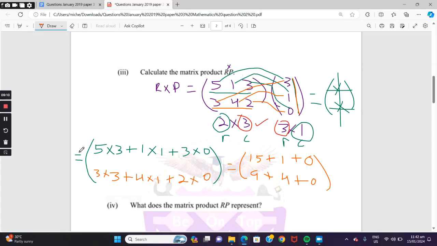Let's double check. 15. Alright. So the final answer would look like 15 add 1 is 16. 16 add 0 not going to change. 9 add 4 is 13. Add 0 not going to change anything. So the answer is 16, 13 for 2 marks.